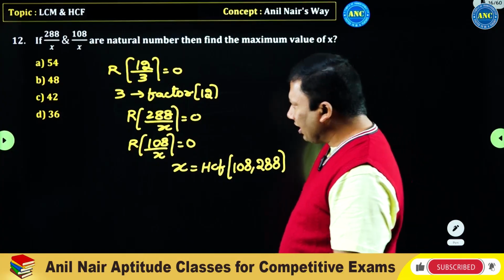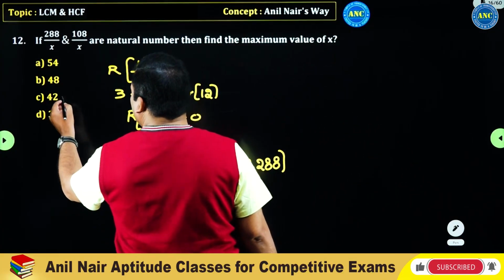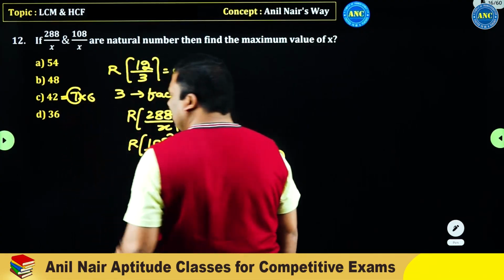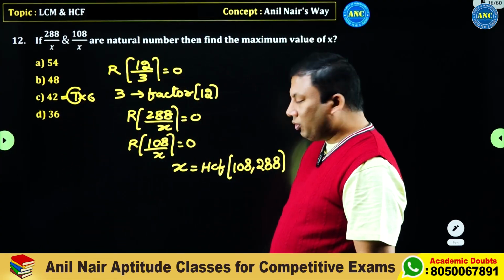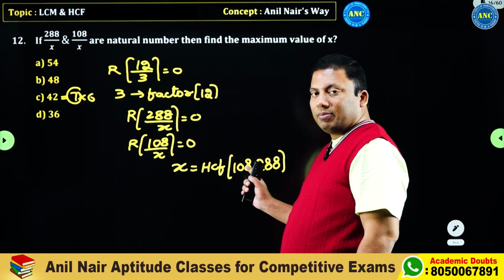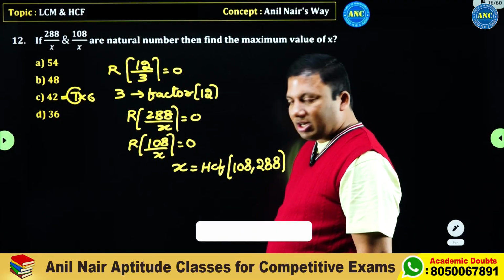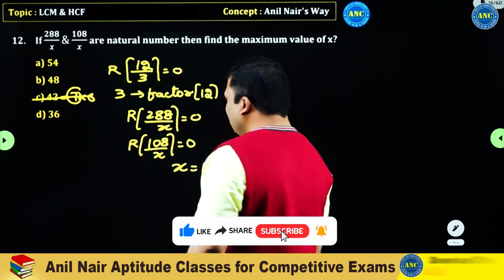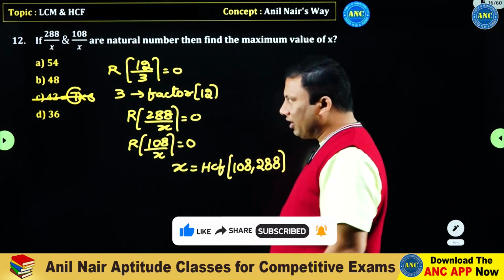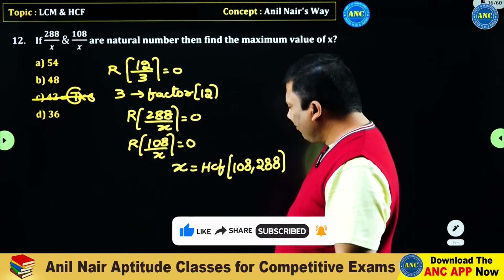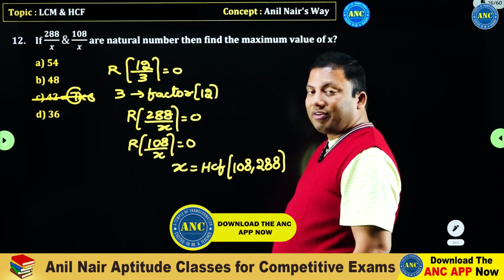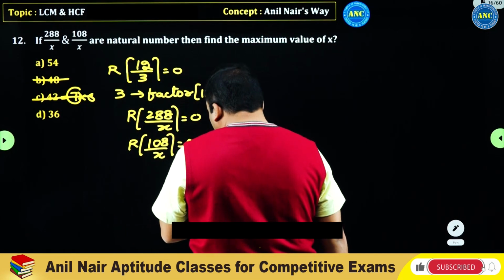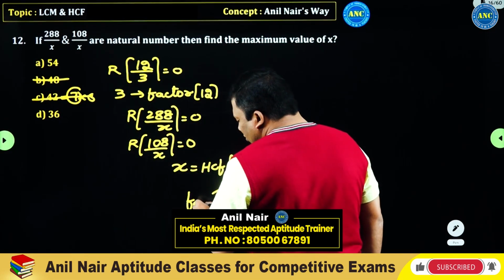Now, how can you eliminate a few answer options? Let us see. If you see 42, it is 7 into 6. The answer is divisible by 7, that means both the numbers should be divisible by 7. 108 is not divisible by 7, not possible. Next one, 54, 48 and 36. 48 is not a factor of 108, so it is not possible.